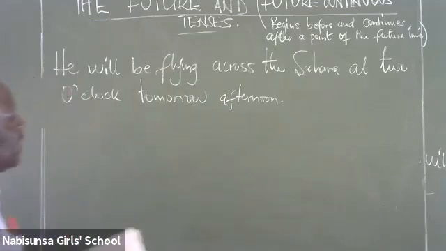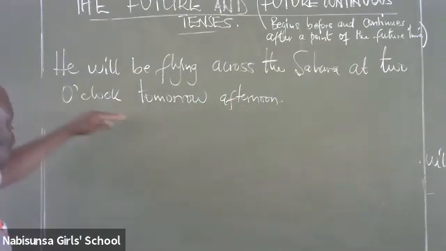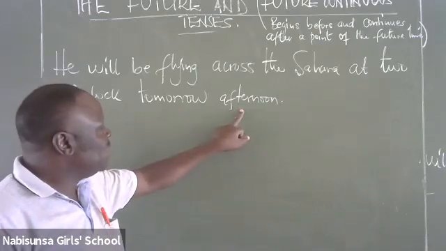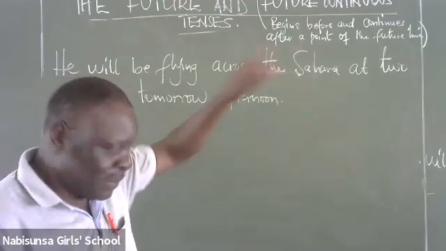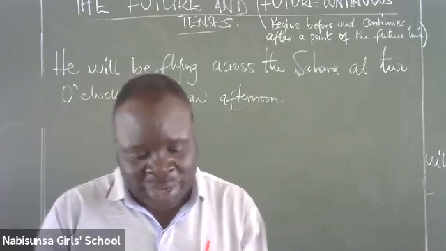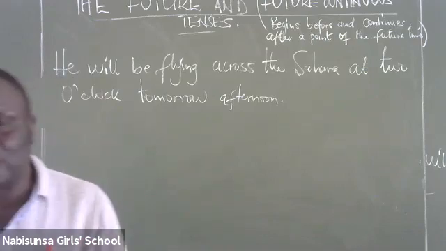So now, we are saying he will be flying across the Sahara at 2 o'clock tomorrow afternoon. Begins before and continues after a point of the future time. That's that activity there. So we have that one as an example. And then we are saying here the future simple would not be a suitable tense because the flight will obviously last longer than an instant. So if we wanted to use the future simple, it wouldn't happen at all.